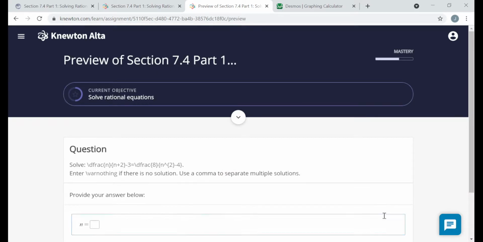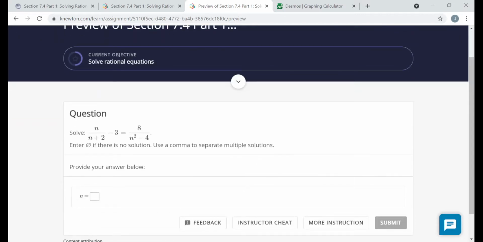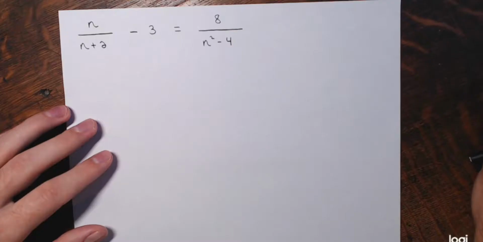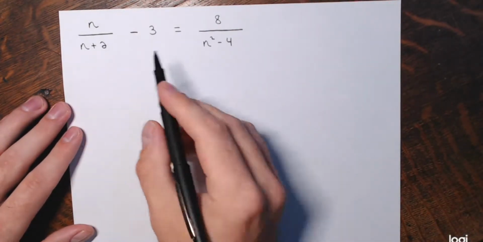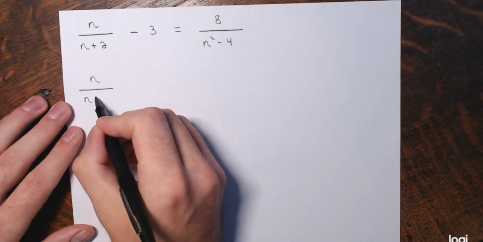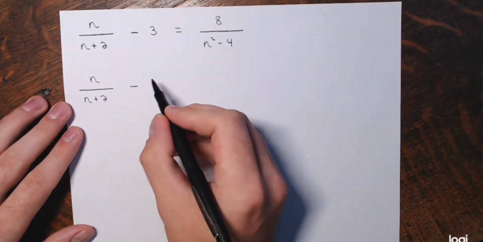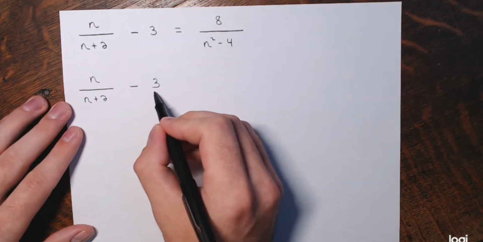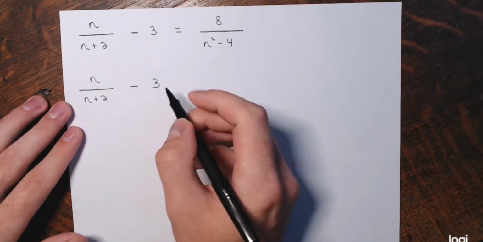Continuing on, so we have another rational equation to solve. Once again, I'm going to write this out, and we'll do it on paper. So first, factoring the denominators. The first denominator is just n plus 2. That doesn't factor any further. Minus 3. Now 3, you could write 3 over 1 if you want, but the denominator is 1. There's no factoring of 1.